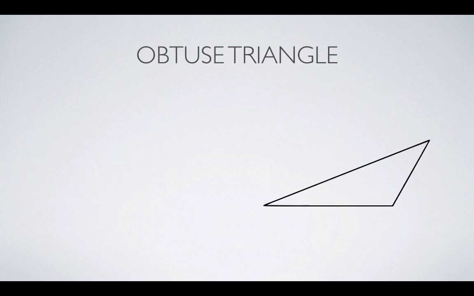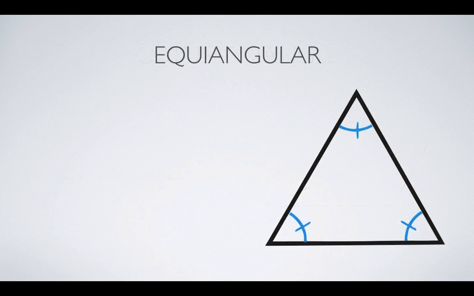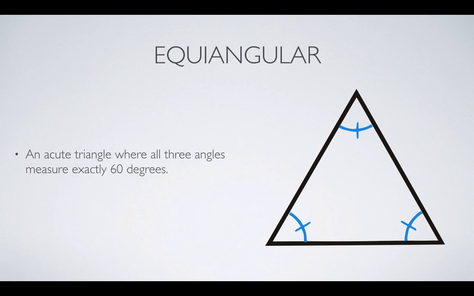We also have the obtuse triangle, where a right triangle had one right angle, an obtuse triangle has exactly one obtuse angle. Our final way to classify based off of angles is what we call equiangular. Equiangular triangles are acute triangles where all 3 angles measure exactly 60 degrees.